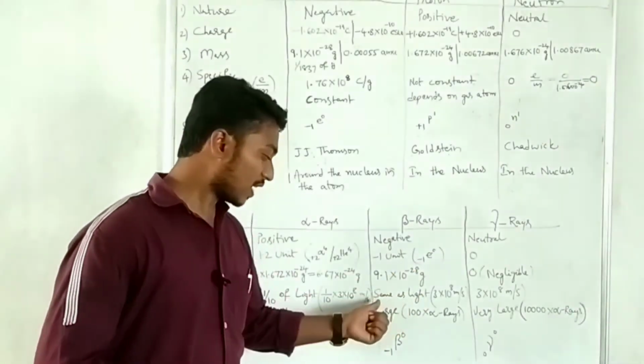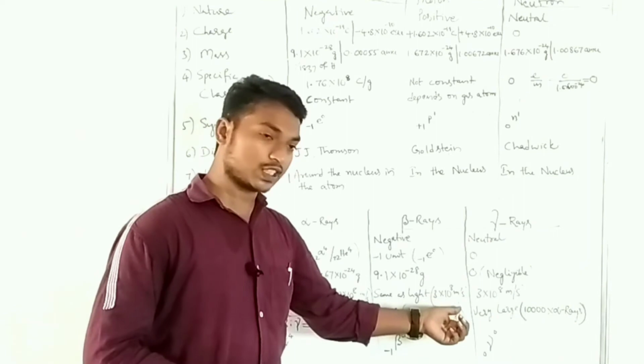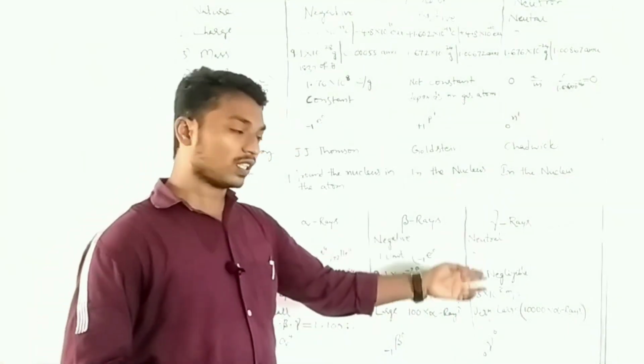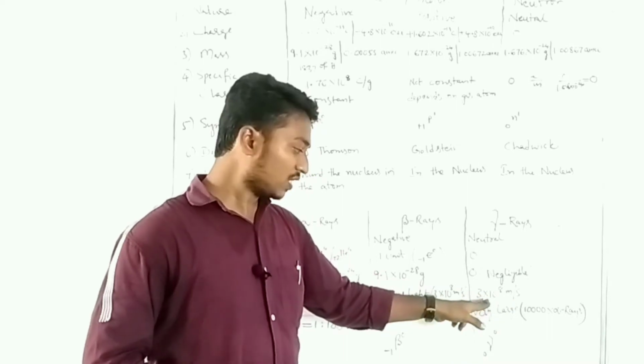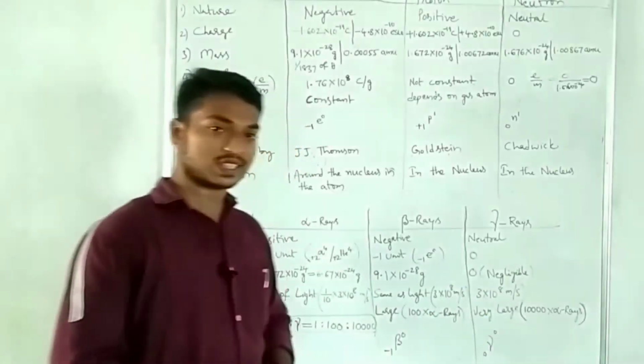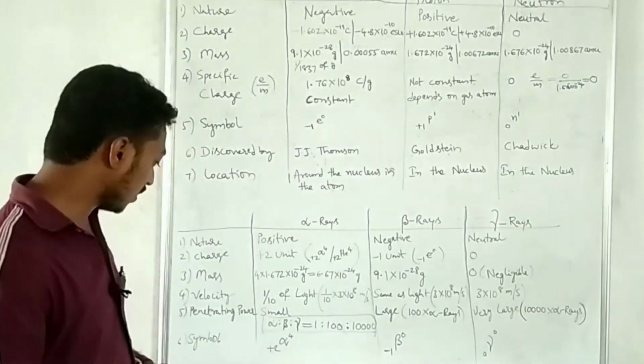Beta rays' velocity is nearly the same as the velocity of light. That means 3 into 10 to the power 8 meters per second. And the velocity of the gamma rays is equal to the velocity of light. That means 3 into 10 to the power 8 meters per second. That is the velocity of the alpha, beta and gamma rays.